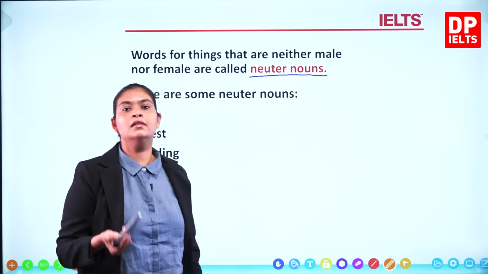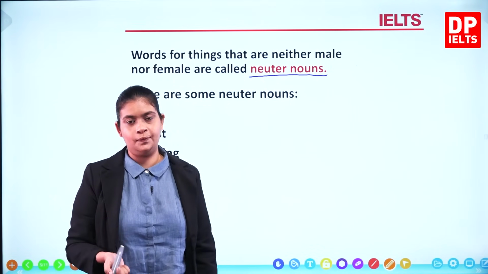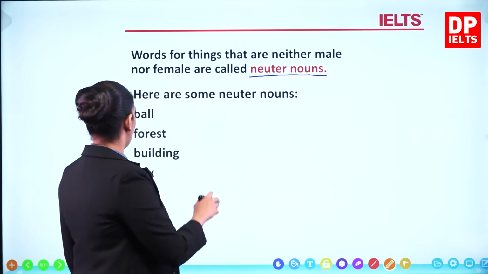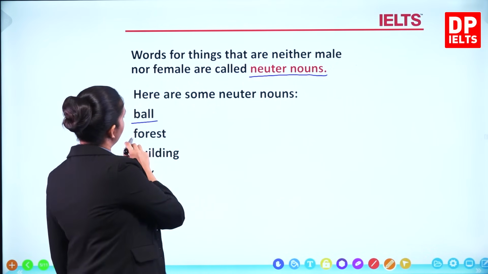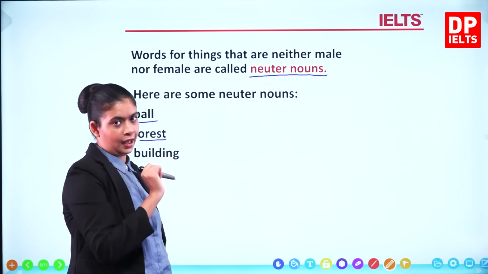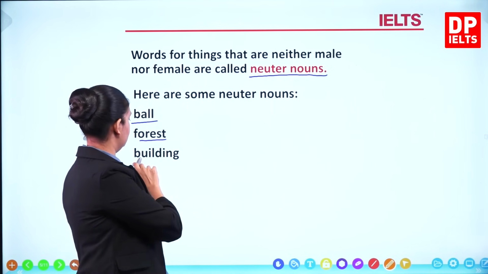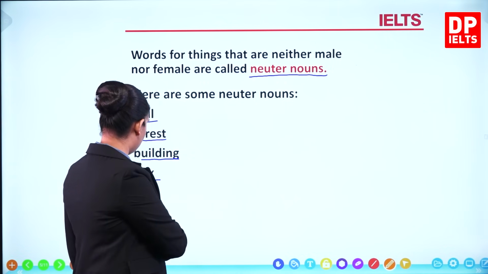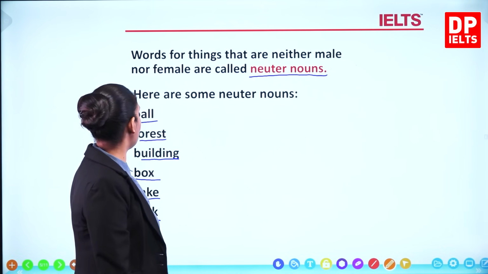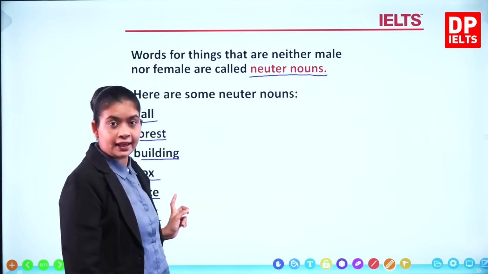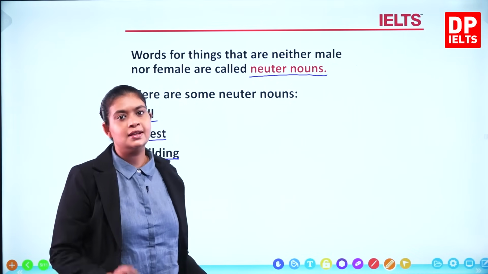Neuter nouns සාමාන්‍යයෙන් දේවල් වලට තමයි අපි පාවිච්චි කරන්නේ. Usually we use neuter nouns for things. Right? Ball, බෝලය. Forest, කැලෑව. Right? Building, යම්කිසි building එකක්. Box, පෙට්ටියක්. Cake, cake එකක්. Rock, ගලක්. Okay? So we have ball, forest, building, box, cake, and rock.